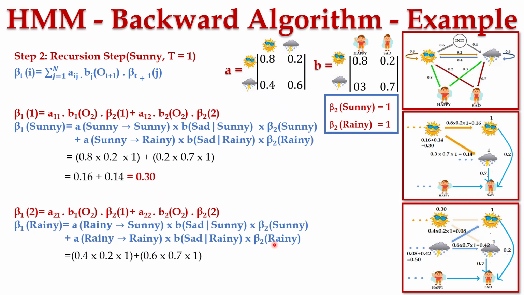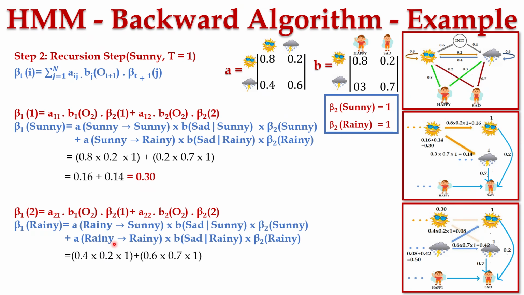Now let's substitute the values for the same. The transition probability from rainy to sunny, the value is 0.4. The emission probability for sad given sunny, the value is 0.2. Beta 2 of sunny, the value is 1.